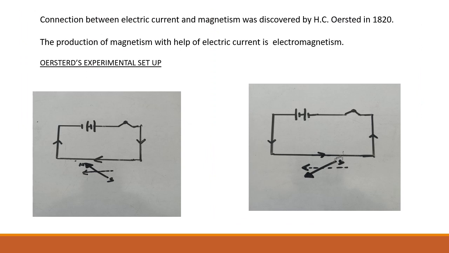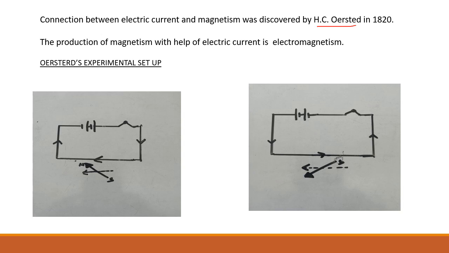Initially it was understood that magnetism and electricity are two different branches of physics, but the connection between electric current and magnetism was first discovered by Sir H.C. Oersted in 1820. He was a physicist, a scientist, a professor, and he accidentally discovered that there is a relation between magnetic field and electric field. The production of magnetism with the help of electric current is called electromagnetism.